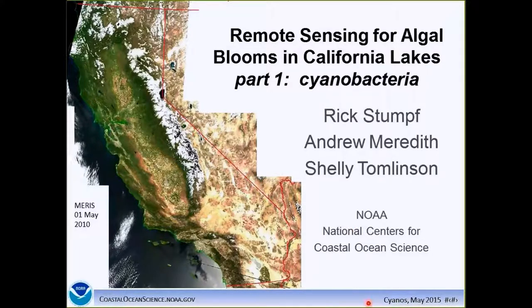All right, I got a pointer. We should be good here. So California, this is, by the way, a Moderate Resolution true color image for California. You get a lot of clear days at certain times of the year. Quite remarkable.